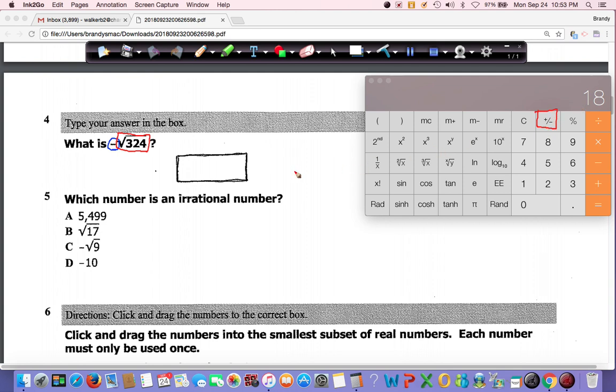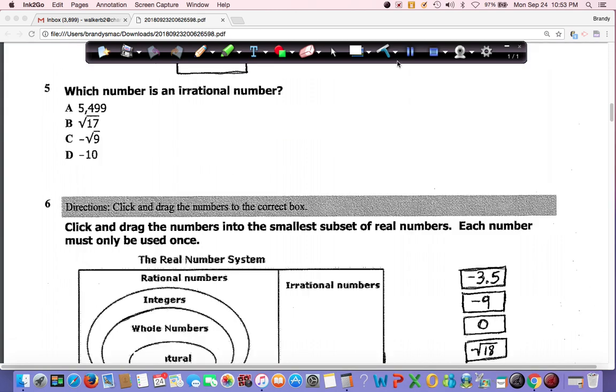This is the very last button you're going to hit. Okay? Write this down, or just circle or whatever you want to do, and then give me the correct answer in the box. Hit pause, and then we'll move to number 5. Okay, here we are, number 5. Which number is an irrational number?